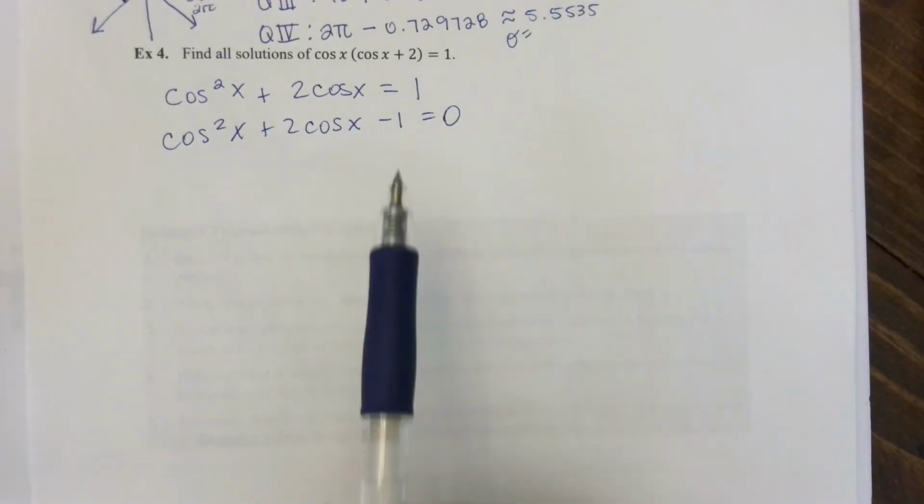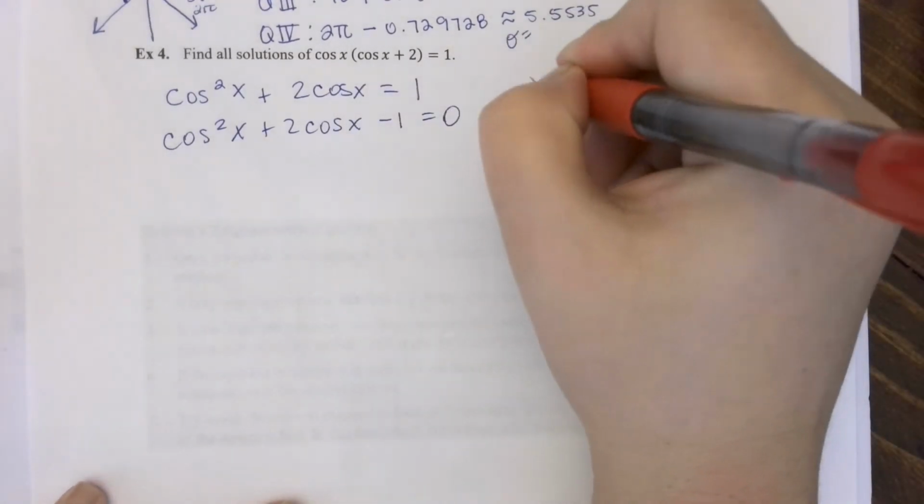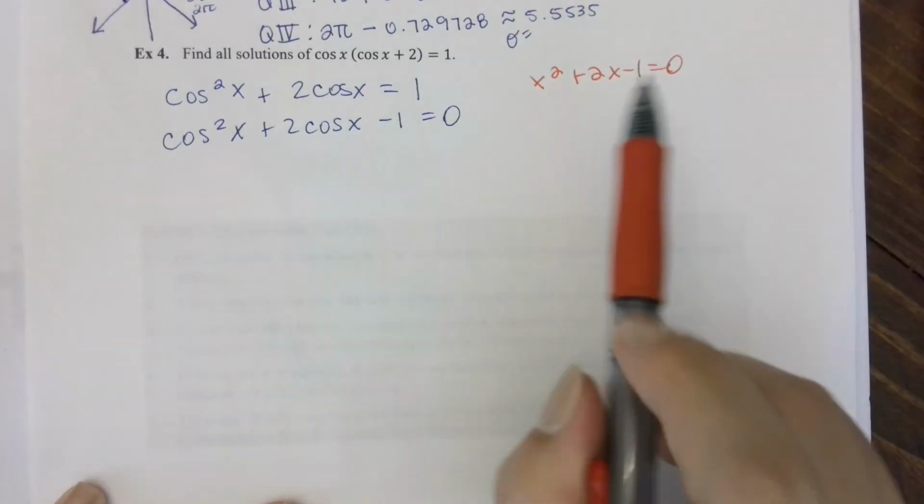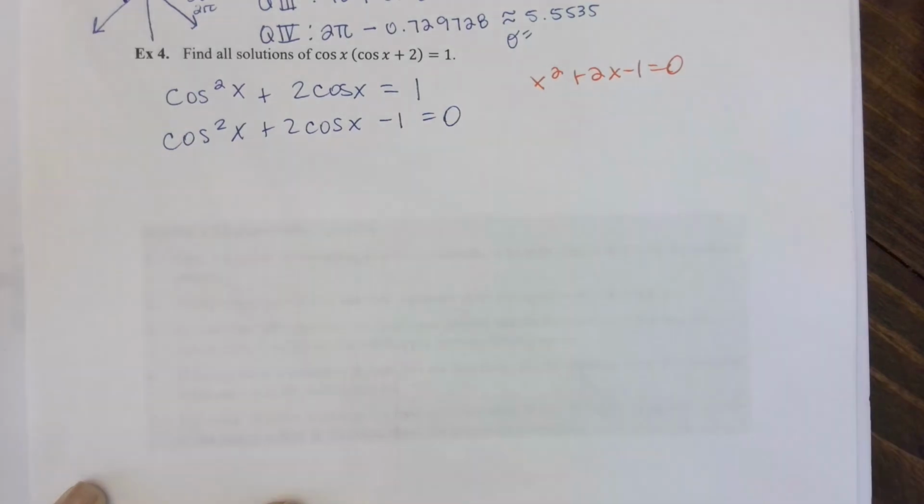Okay, in this case, this is not factorable. So if I was to write it in terms of x, I'd have x squared plus 2x minus 1 equals 0. Okay, so this is not factorable. So when you come into something that's not factorable, we have to use the quadratic equation.